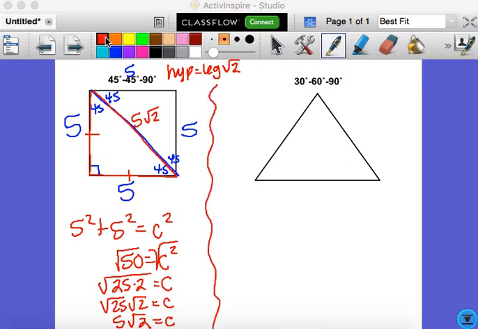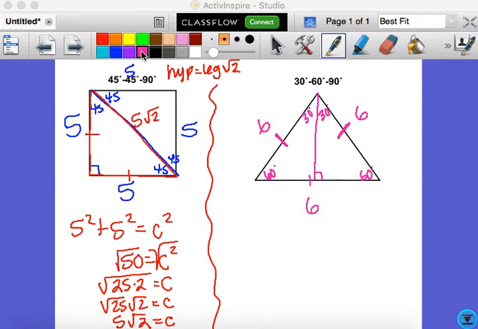For 30-60-90, we're going to start with an equilateral triangle. So when that happens, we know all of our angles are 60 degrees. And I'm going to draw an altitude, or the height, straight down from that figure. So what that's going to do is split this into two equal angles. And the reason it does that is because if these two sides are equal, that vertical height will always split the vertex angle.